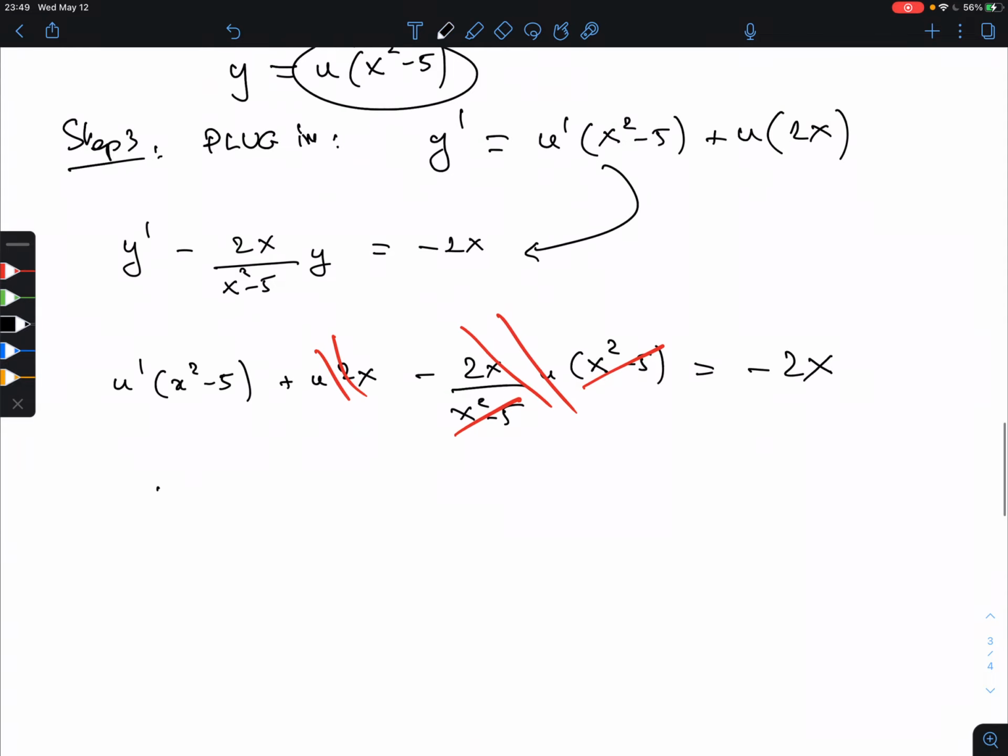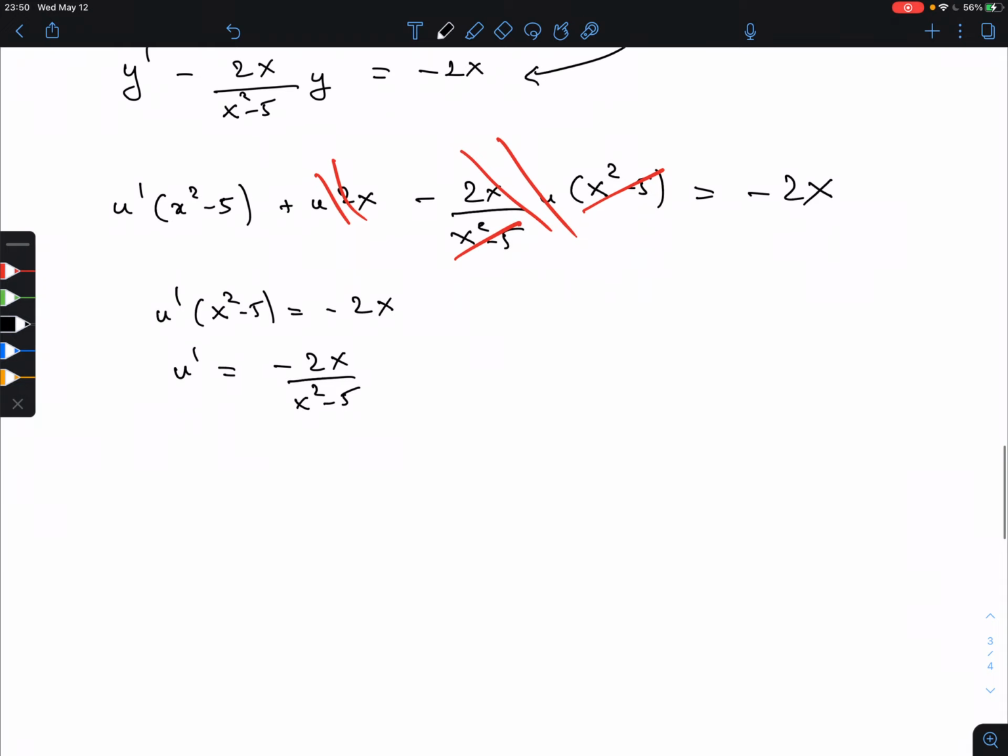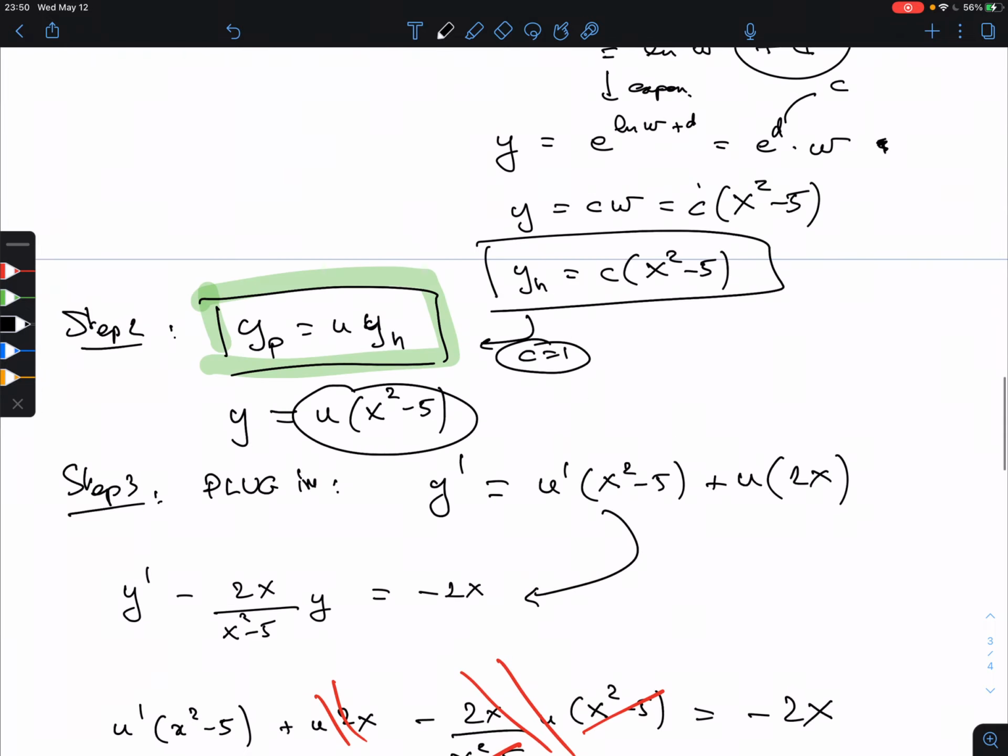Okay, so what we have now is u prime times x squared minus 5 equals minus 2x. Okay, we have to bring this to the other side: u prime equals minus 2x over x squared minus 5. And then we have to do the integration. That means that u is equal to the antiderivative of this guy, but we actually know this. We actually calculated it right here.